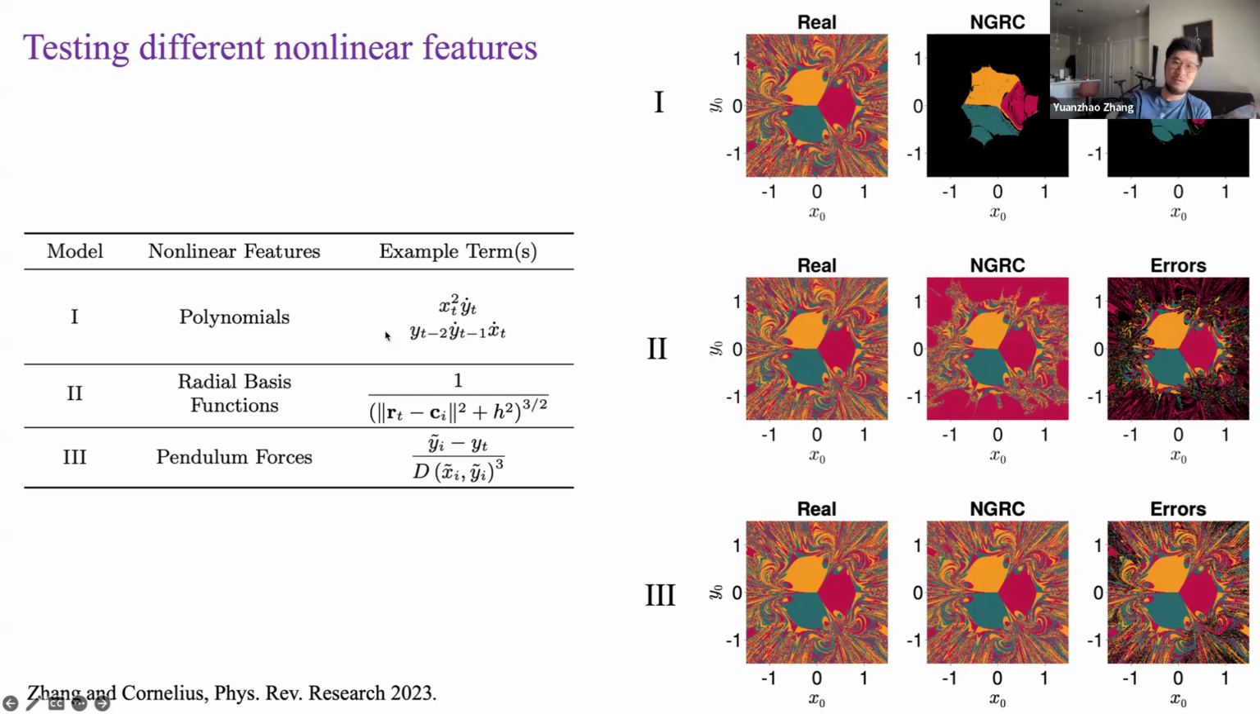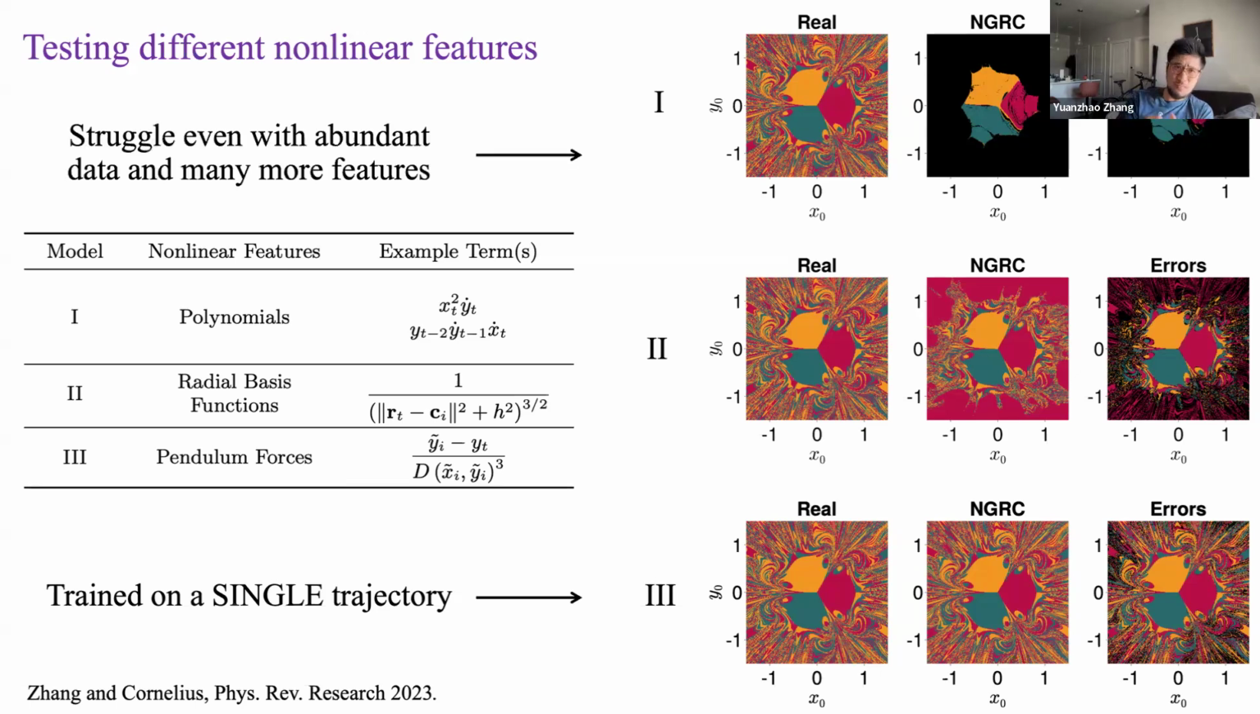And of course, another interesting thing is that when we give it the exact nonlinearity, NGRC actually has very, very good generalization performance. So even when we only train on a single trajectory, so it only sees phase space connected to one of the basins, it was able to predict all three basins really, really well. Whereas for generic features, it struggles even with abundant data and many more features in the system.